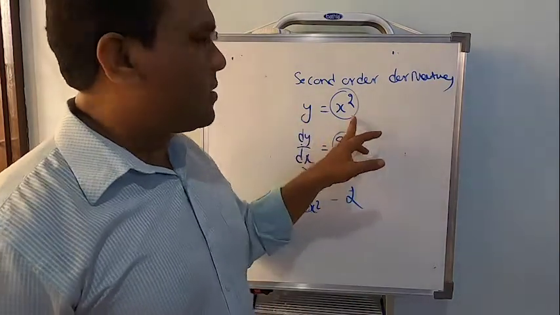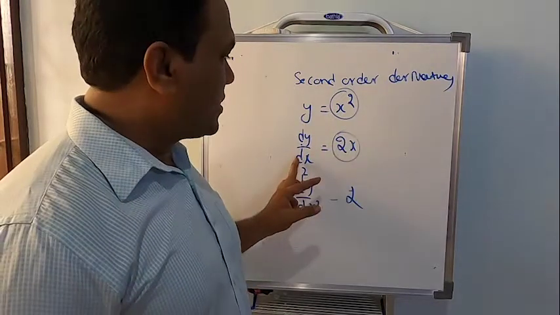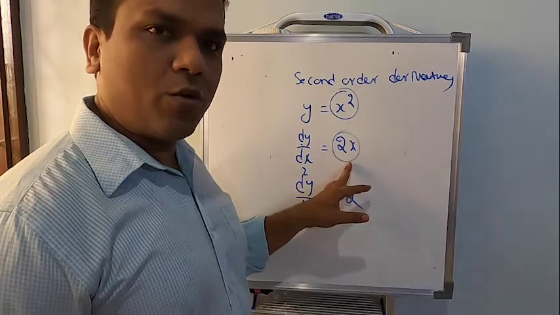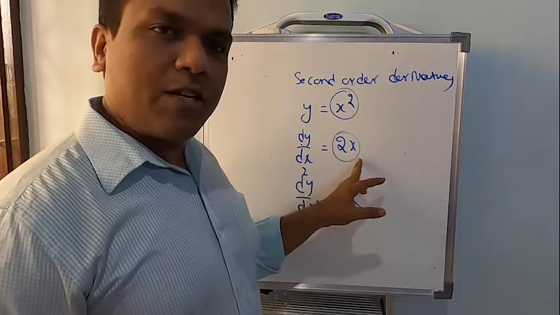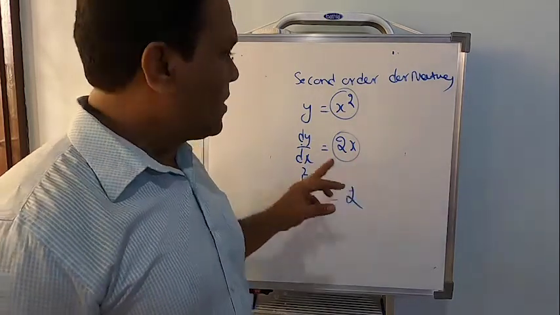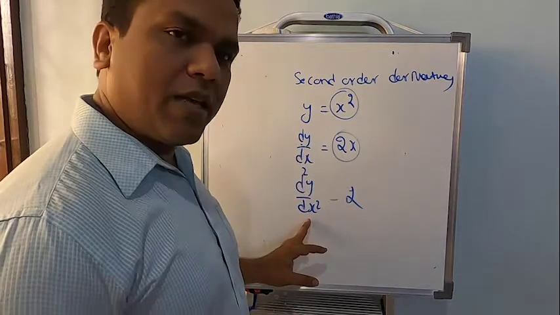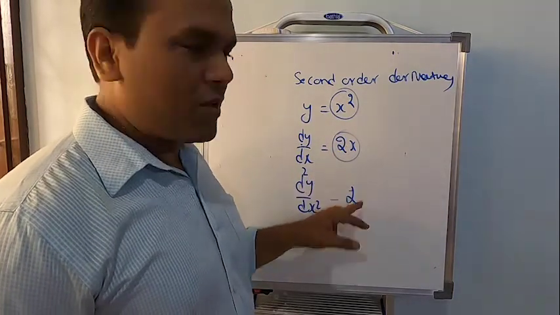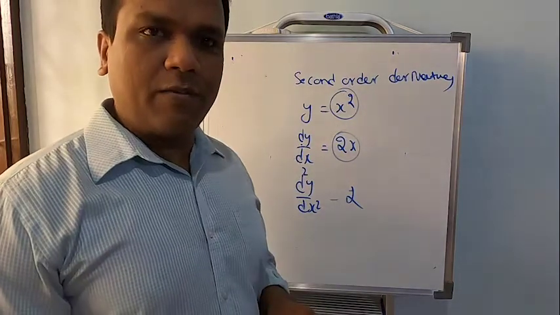If a function is y is equal to x square, its first derivative is denoted by dy by dx, and differentiation of x square will be 2x. Now this will be differentiated both sides with respect to x once again. In such case, dy by dx will become d square y by dx square, and differentiation of 2x will be 2. So this is how second order derivatives will be done.